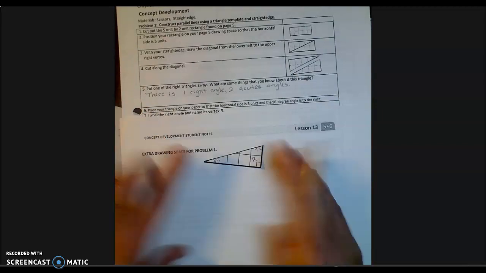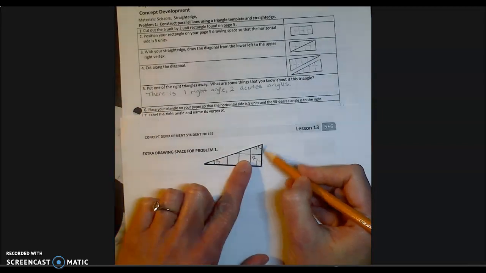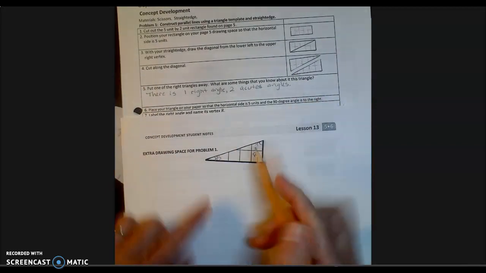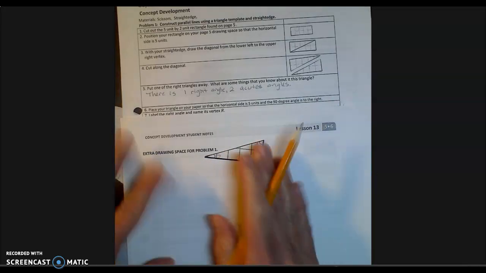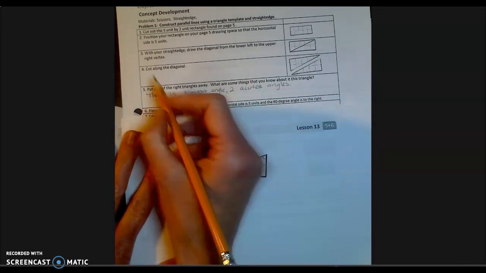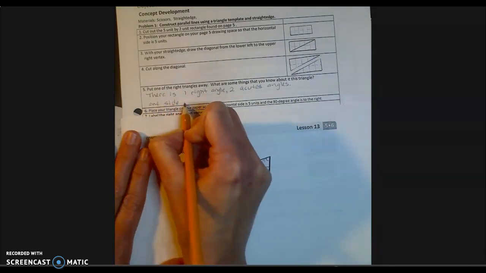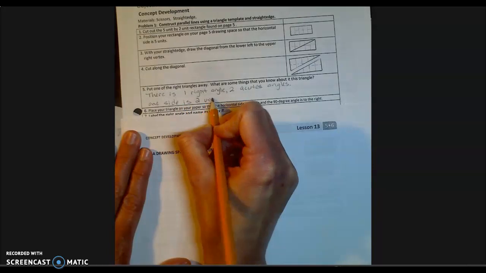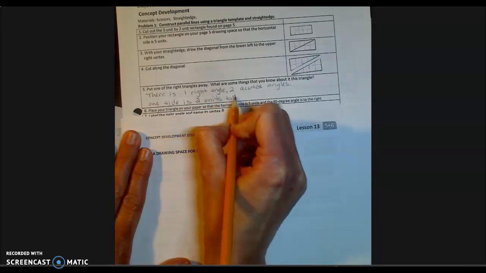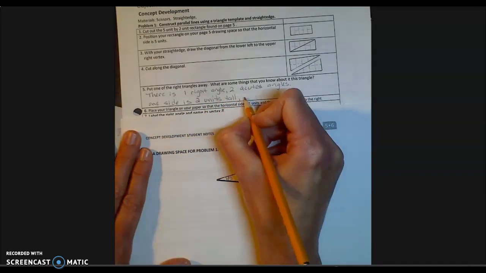Another thing I can notice is that there are 1 and 2 units tall and 1, 2, 3, 4, 5 units long. And the other side is 5 units.